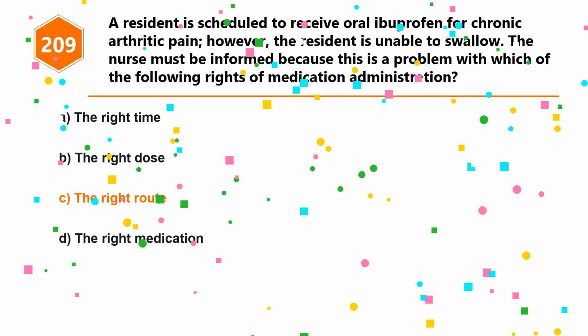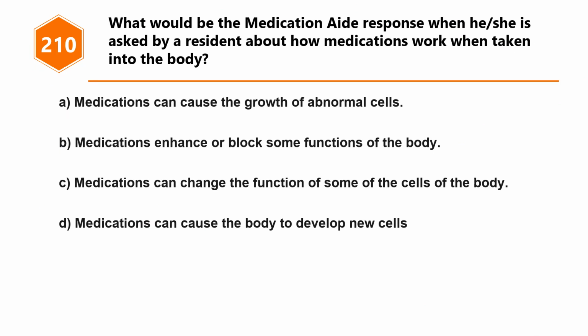The correct answer is option C, the right route. Question 210. What would be the medication aide response when she is asked by a resident about how medications work when taken into the body? Option A, medications can cause the growth of abnormal cells. Option B, medications enhance or block some functions of the body. Option C, medications can change the function of some of the cells of the body. Option D, medications can cause the body to develop new cells.